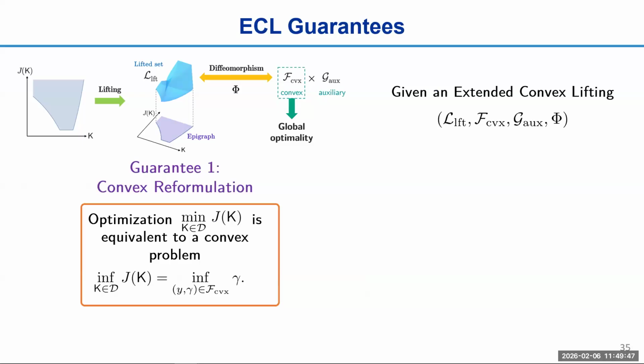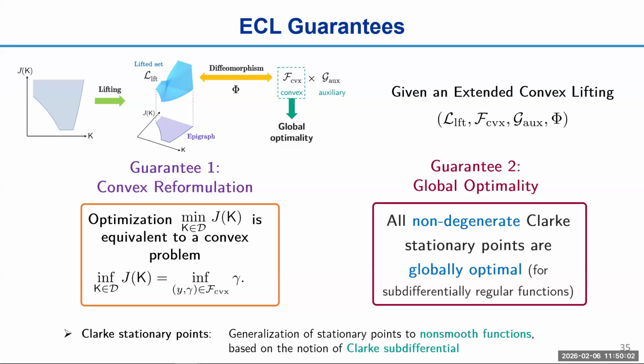So now we have two guarantees. First, if you have this convex lifting, we can prove, and this is not difficult to prove, that the minimization of the original problem will be the same as the minimization of this convex problem. And the second guarantee is that for the non-degenerate point, because this point will be covered by your convex reformulation, any stationary point will be a global optimum. And this statement really covers all the observations we talked about in the first part. Really, we can build a convex lifting for those kinds of control problems.